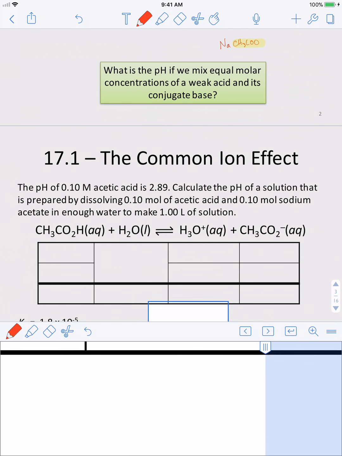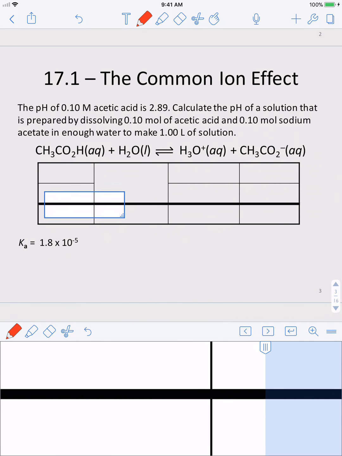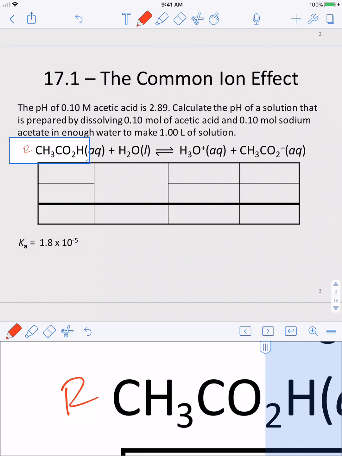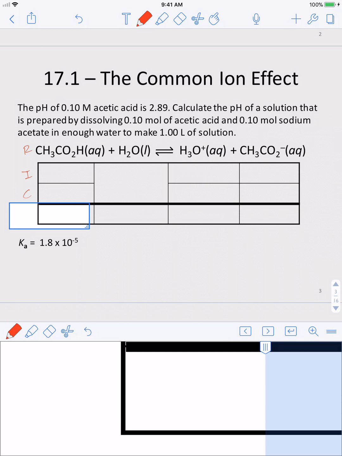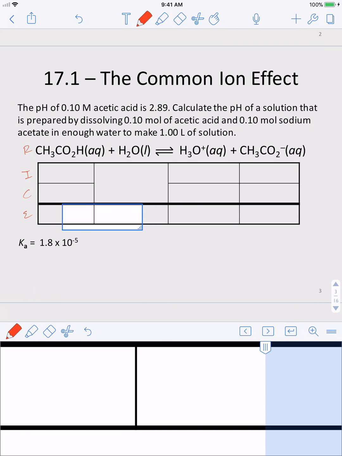All right, so here's an example of a common ion effect reaction. We have a Rice table again. So I, C, and E here. And in the problem it says the pH of 0.1 molar acetic acid is 2.89. Calculate the pH of a solution that is prepared by dissolving 0.1 molar of acetic acid and 0.1 molar of sodium acetate in enough water to make 1 liter of solution. All right, so here again, we're going to make a total of 1 mole per 1 liter, so that's molarity.